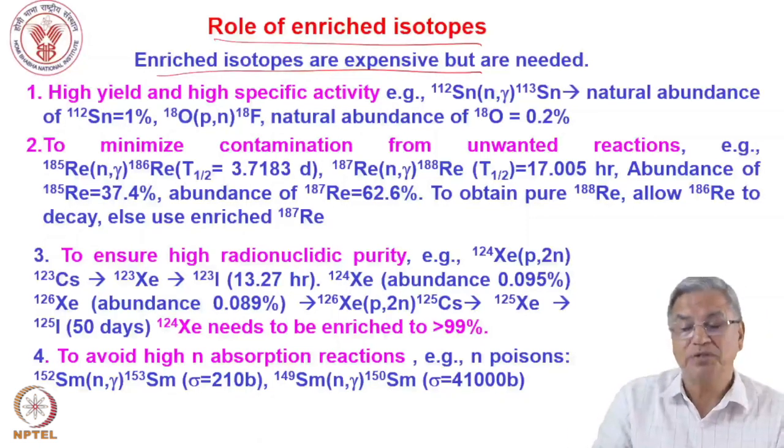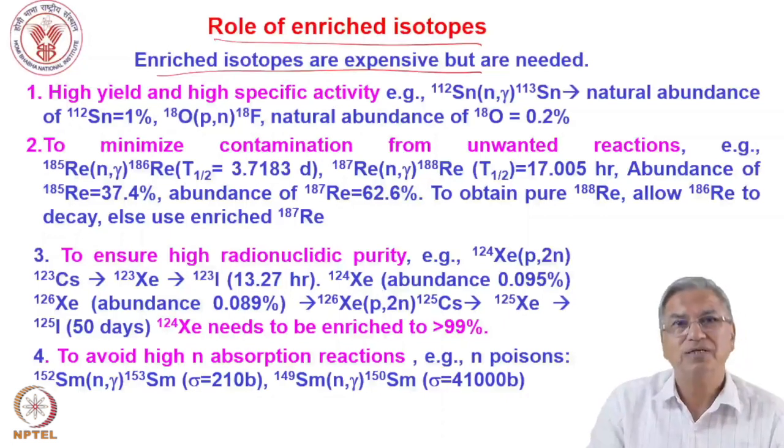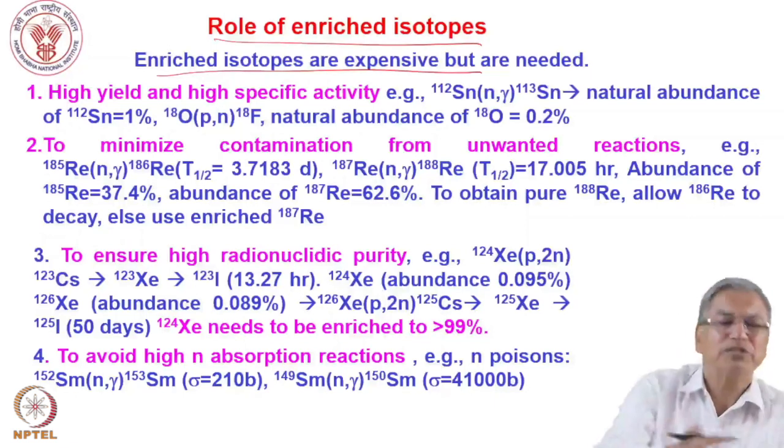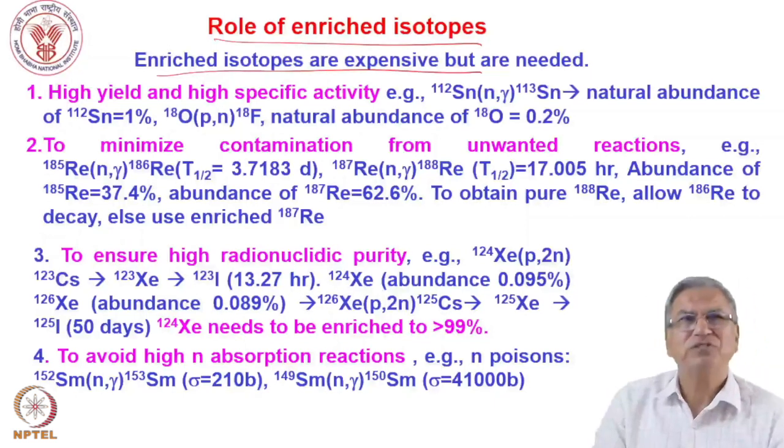And the isotope enrichment is a very expensive process, so that adds to the cost of the whole production of the radioisotopes. They are expensive, but many times they are inevitable. You cannot afford to not have the enriched targets. So I am just giving you some examples. What are the situations in which you need the enriched targets?